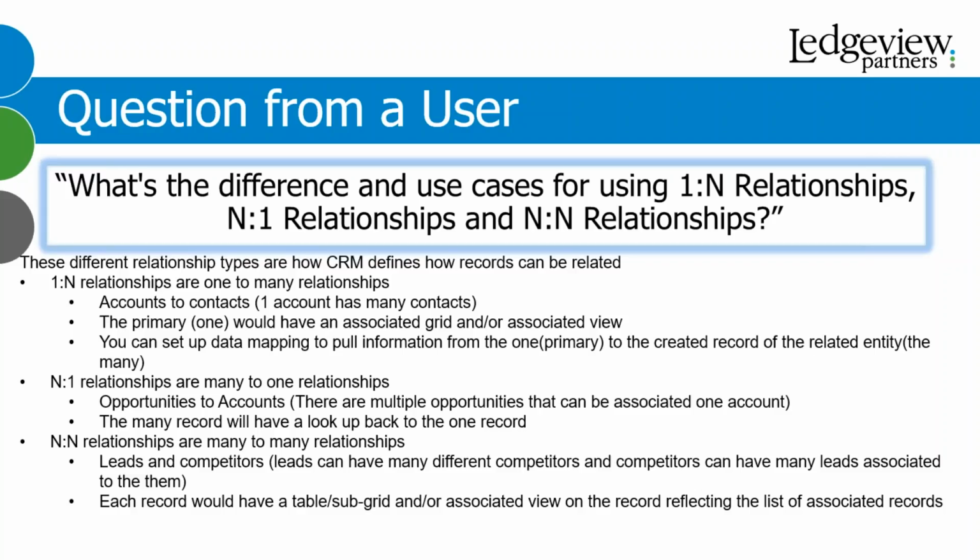And last, many-to-many relationships, N-to-N. Those are less common, but there still are quite a few. Leads and competitors is a definite use case for this. One lead can have many competitors, and different leads can have the same competitors. Competitors can have many different leads, so that's why it's a many-to-many relationship. The way they're shown is each record would have a table, subgrid, or associated view on the record reflecting that list of associated records. So competitors would show leads, leads would show competitors.